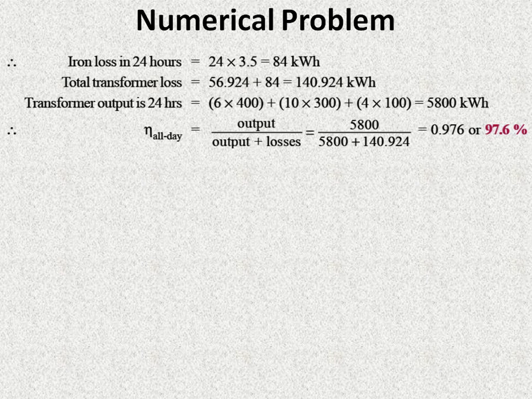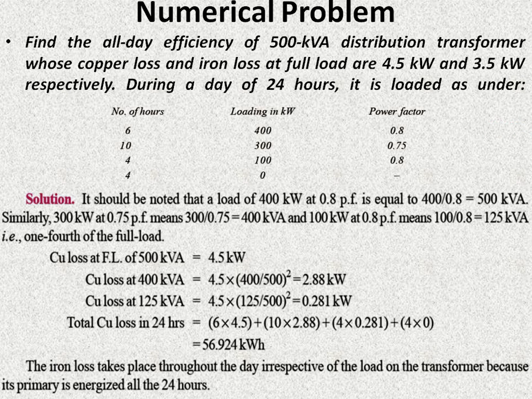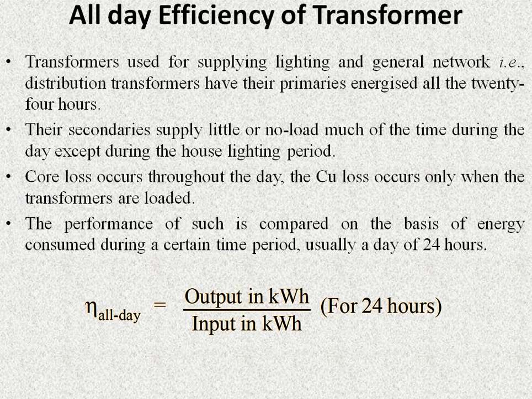In the case of a distribution transformer, the loading at the secondary side keeps on varying. In order to calculate its efficiency, this all-day efficiency concept has been introduced. During determination of all-day efficiency, we will be using output in kilowatt hour and input in kilowatt hour, not output power in kilowatts and input power in kilowatts, just like how we have used in the case of the ordinary efficiency relation.